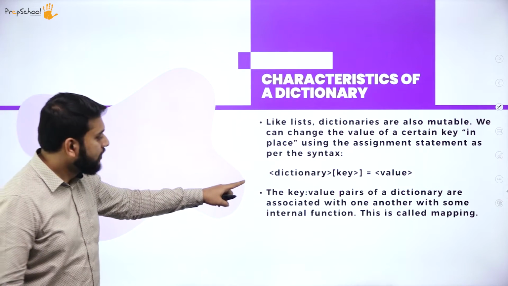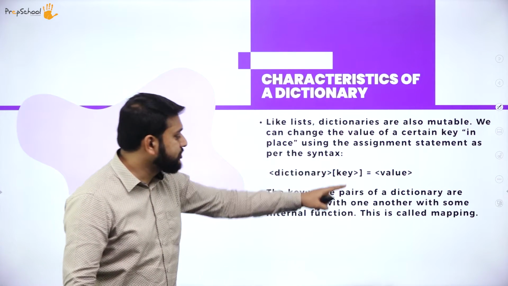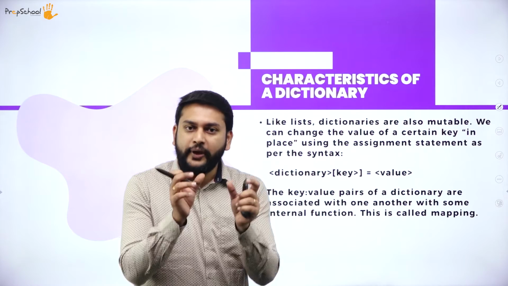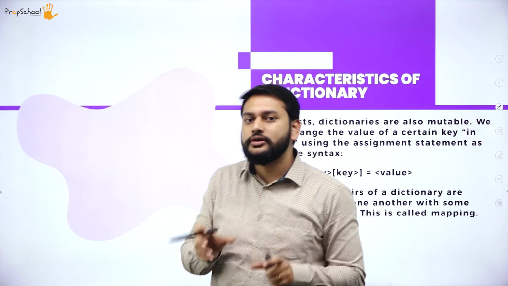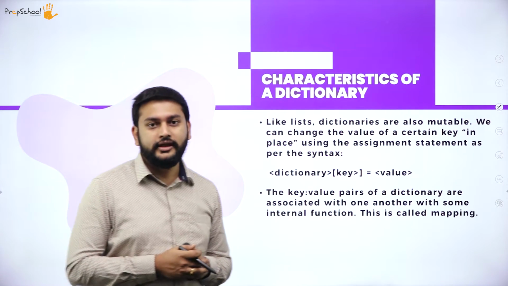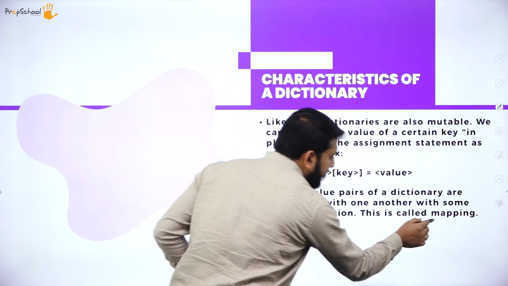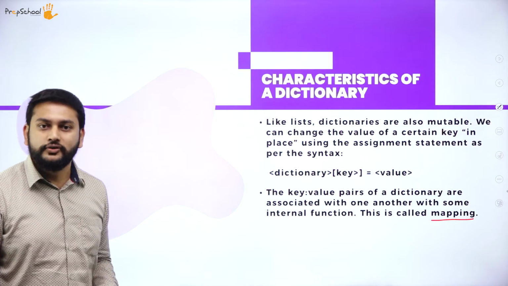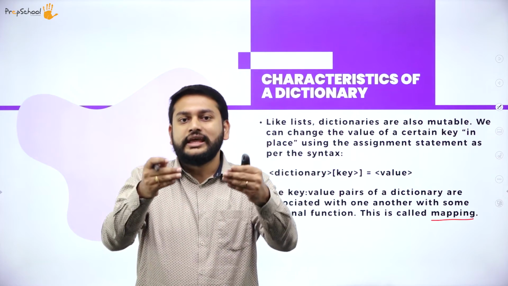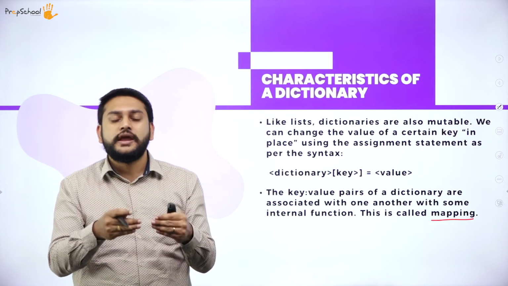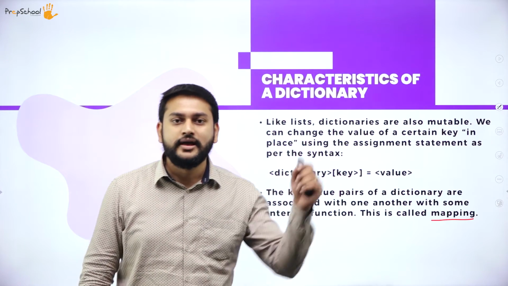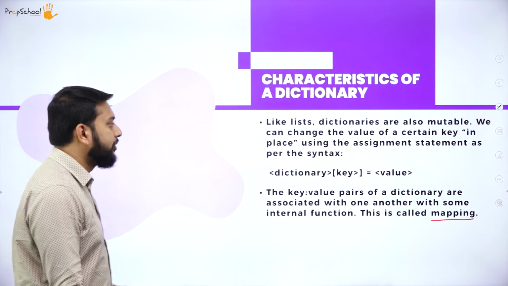The next point that I have is that the key value pairs of a dictionary are associated with one another with some internal function. Whatever the pair of key and value that you have, both the key and the value are associated with each other internally. That is what we call mapping. You need to understand how, with the help of the key, you are able to access the value. So both key and value are internally associated with the help of some function. That is what we call mapping. That is what you need to remember.